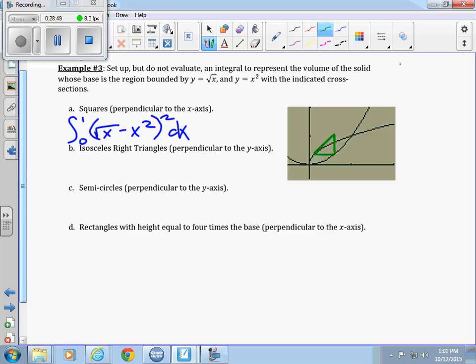We're going to be integrating with dy, which means we want all of our curves to be x equals a function of y, just like yesterday. And so I'm going to change these equations. Instead of y equals the square root of x, what would I change that to? Good. y squared equals x. And what about the other one? Square root of y equals x. Any questions so far? Since we are doing dy, as soon as you reach perpendicular to the y-axis, you know you're doing dy. What about the limits? Are they still 0 to 1?